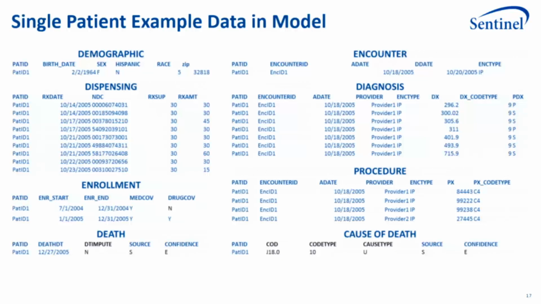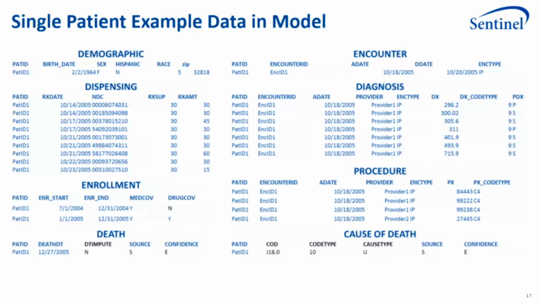There's information there about her enrollment period, so when we can think that we have complete capture of her information in the data model, and then in this case there is a record for death and a cause of death. And there, what it would indicate is the source and the confidence, meaning where was that death record attained from? In this case, it's sourced to a state-based death registry, and our confidence in that record is excellent. That's what the E stands for.